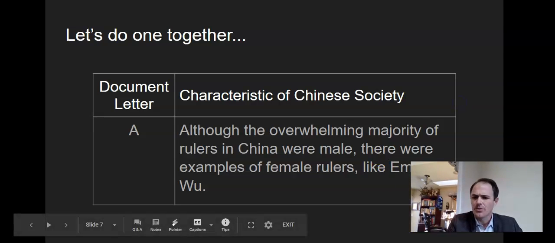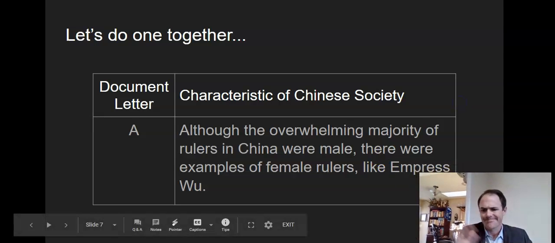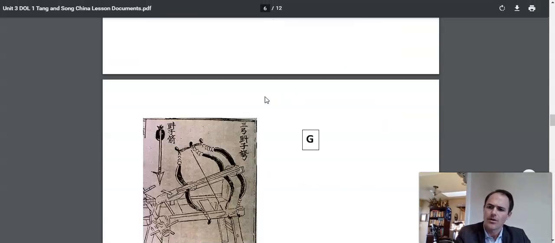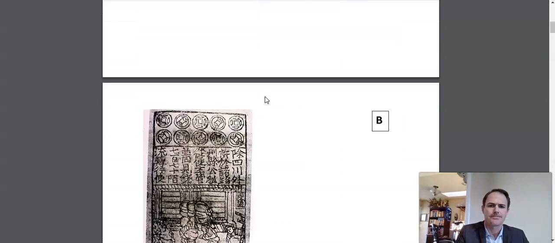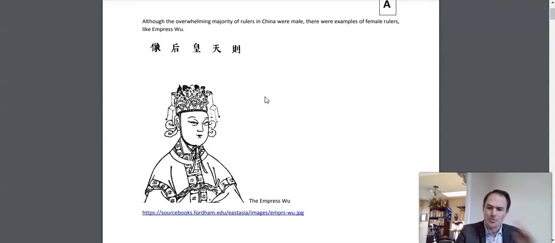All right, let's do one together. So document A, we'll go over to document A. Remember, we're looking for characteristics of Chinese society. We're going all the way back up. And whenever you look at documents, just step back and observe. Use your 5 W's, who, what, where, and when, to meet your objective. Remember, we're looking for characteristics of Chinese society.